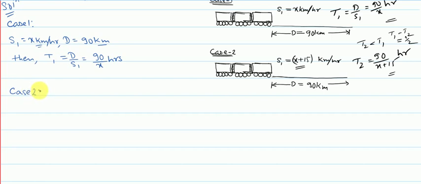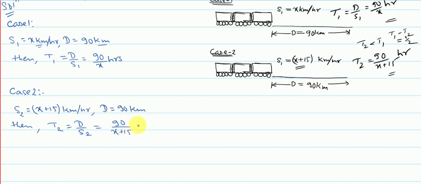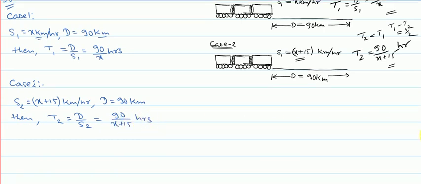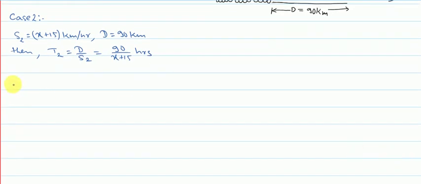Case 2. Okay, so here speed is increased by 15 kilometer per hour, and distance 90 kilometer, then t2 will be d upon this, so 90 upon x plus 15 hours. Clearly, the one which moves with more speed will take less time, yes or no? So t2 will be less than t1.